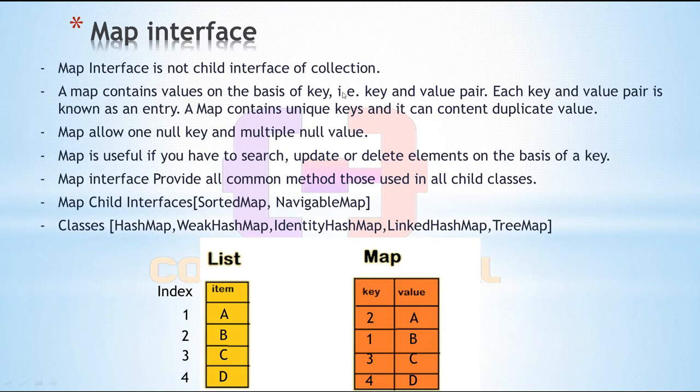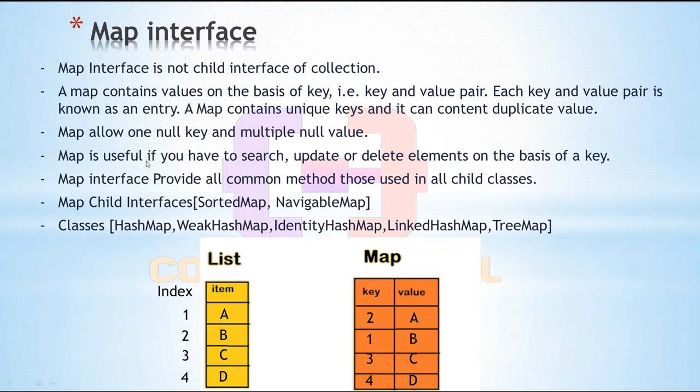Because here we don't have an add method, we have a put method. The put method simply updates the value. Here we can contain duplicate values, there is no issue. We can contain a duplicate value, but we can't contain a duplicate key. Map allows one null key and multiple null values. Here we can store one null key and multiple null values.